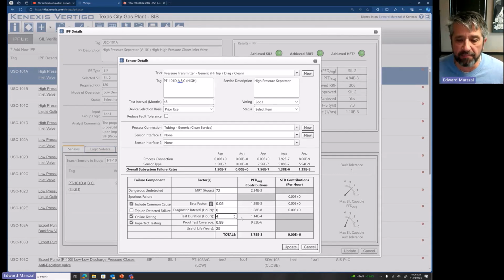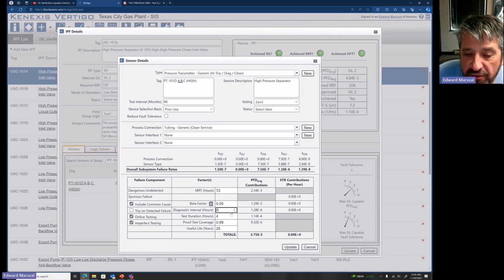Okay, Ed, we got a question in the chat here. Sure. Give it to me. It says, the diagnostic interval on this specific 2 out of 3 function, is it considering the entire SIF or 1 out of 3 PT unavailability?